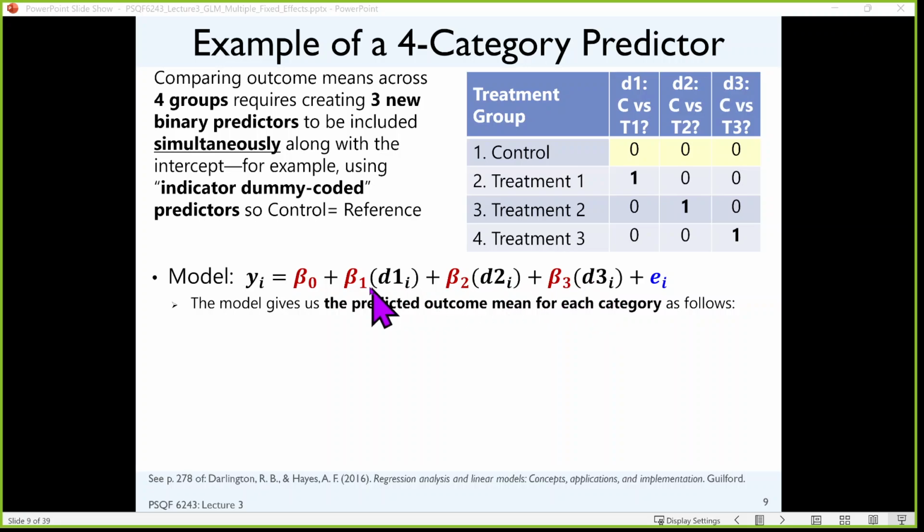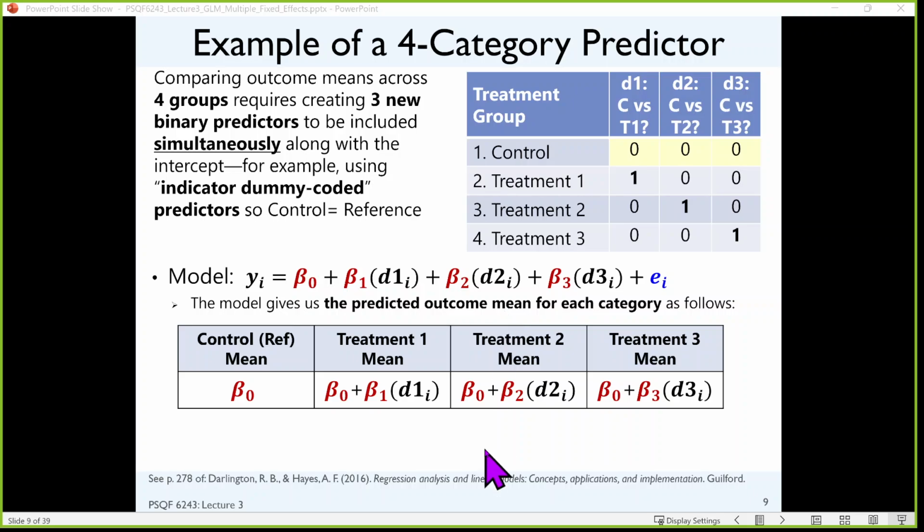So another way of saying this is that I am running a one-way analysis of variance with 4 groups. That's what this is. So the model is going to give us the predicted outcome for each category, for each of my groups, like this. Beta 0 is what happens when all the slopes are set to 0, so that's my control group mean. Beta 1 turns on this slope if I'm talking about treatment 1. Beta 2 turns on its slope if I'm talking about treatment 2, and so on.